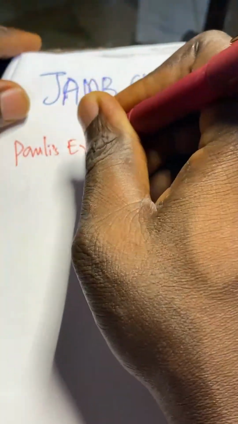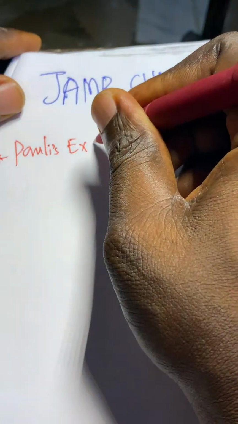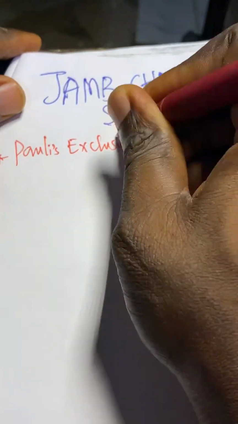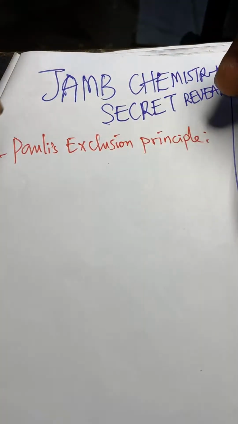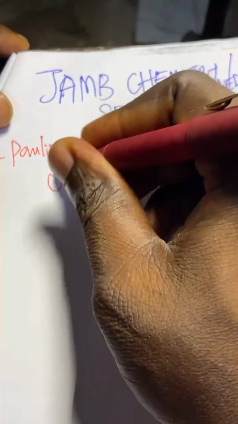Now look at this. We start with Pauli's exclusion principle. What is this all about? He said no two electrons in an atom have the identical set of four quantum numbers. Now we have mentioned something: quantum number.